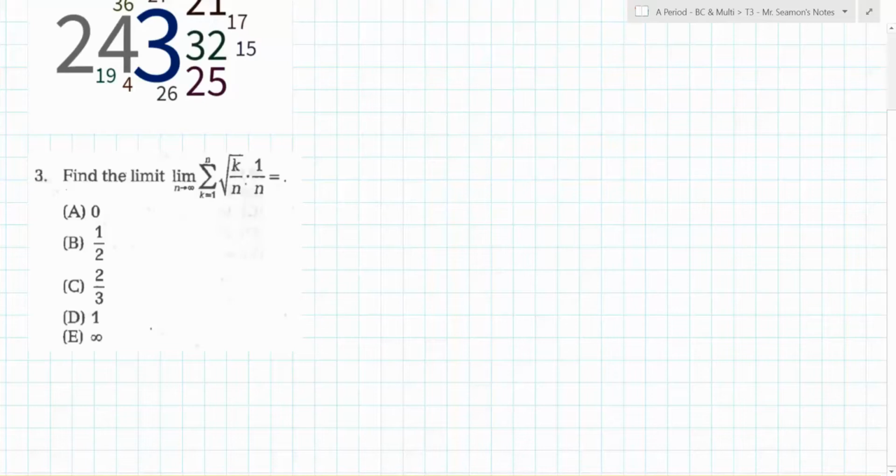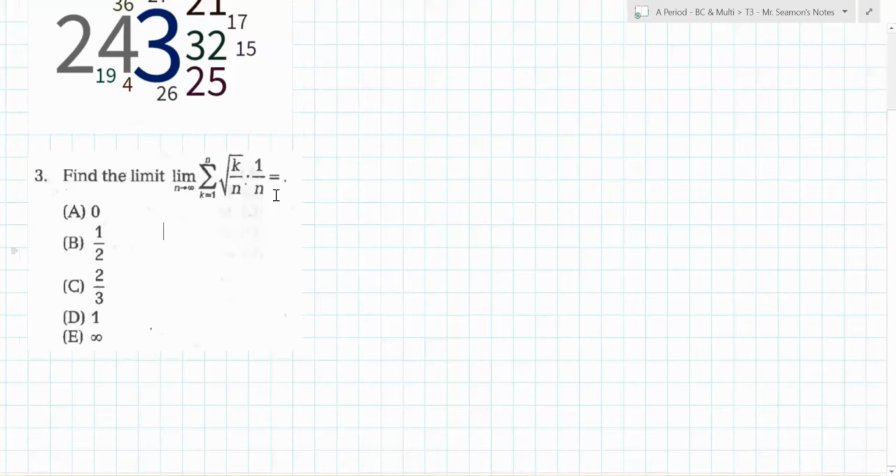What does this represent? The whole key to this question is figuring out what that represents. That is the summation notation for a what? A Riemann sum. What is it a summation notation for? A Riemann sum, right. What's the width of each?